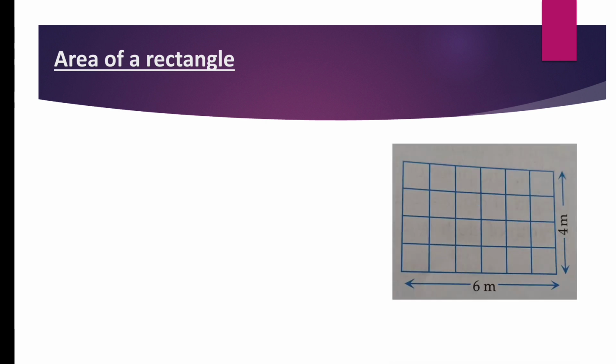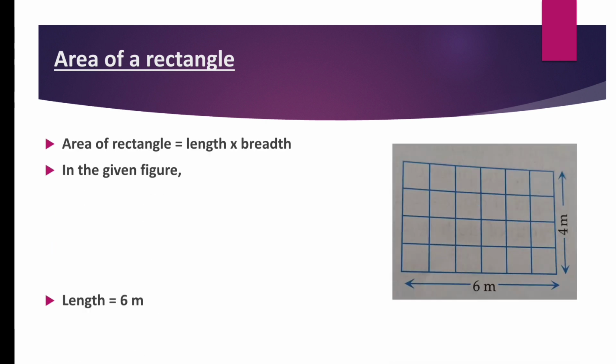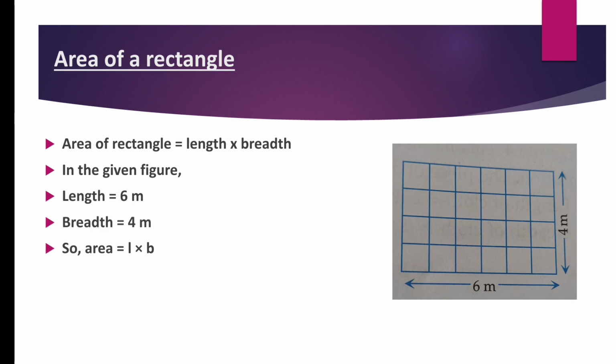Now area of rectangle. Area of rectangle is equal to length into breadth. In the given figure, you can see length is equal to 6 meter, breadth is equal to 4 meter. So area is equal to length into breadth. That will give us 6 into 4, that is 24 square meters.